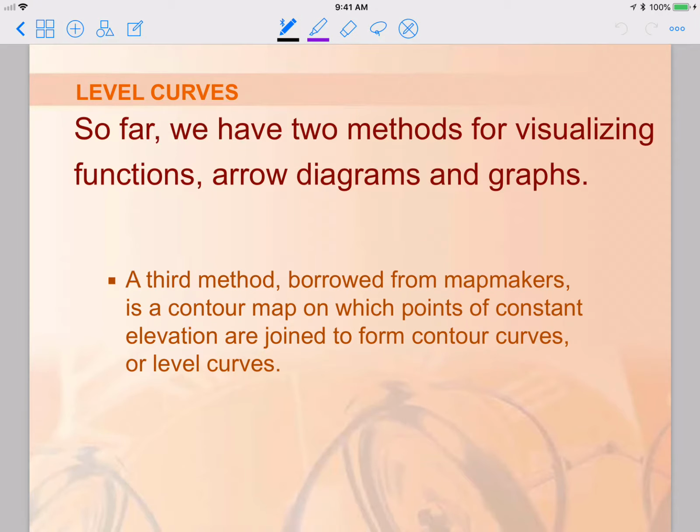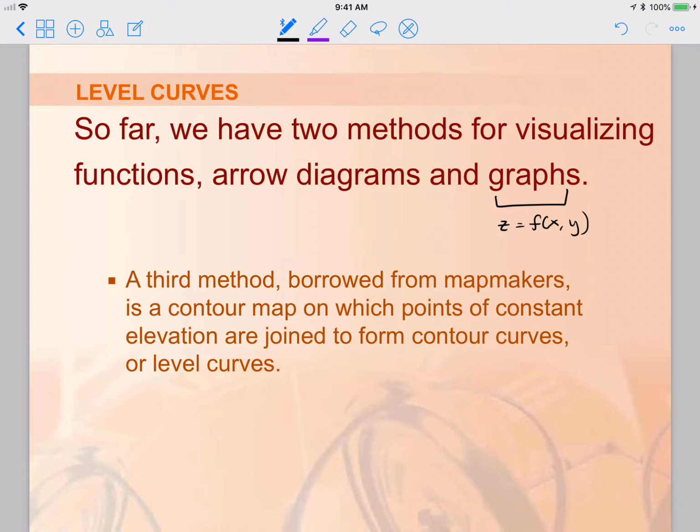Okay, so we're going to talk about another way to visualize functions, which is level curves. We already talked about the graphs. For the graphs, you look at z to be your function f of x, y, right? And then you go to the point x comma y in the xy plane, and then the elevation is determined by the value of the function at that point.